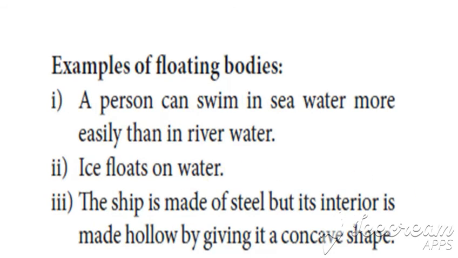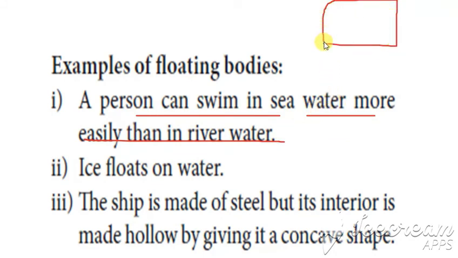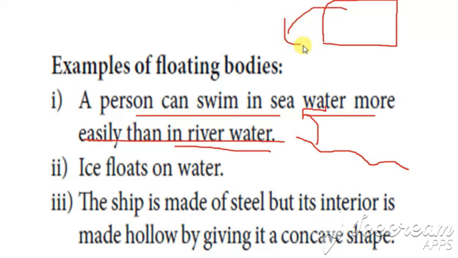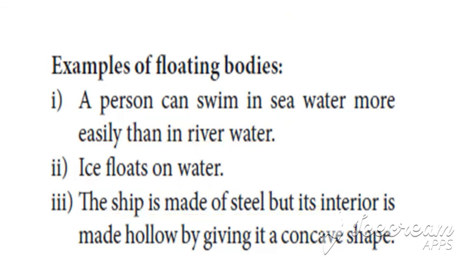Okay. Then examples of flotation: a person can swim in sea water more easily than in river water. Sea water is still water, whereas river water is moving water. So in moving water we cannot displace the water, whereas in sea water our weight can be displaced. The next is ice, which floats on the water. Ice cubes float on the water. Next is a ship, which is made of steel, but its interior is made hollow by giving it a concave shape. So these all are examples of floating bodies. Clear? Thank you.